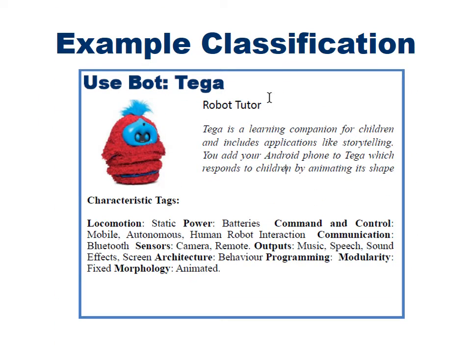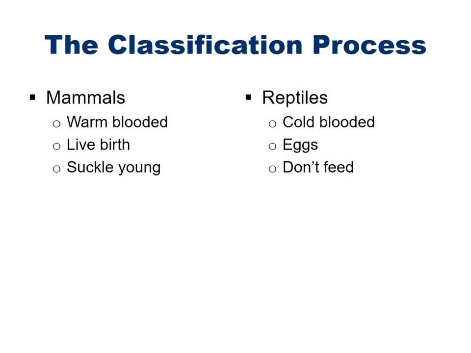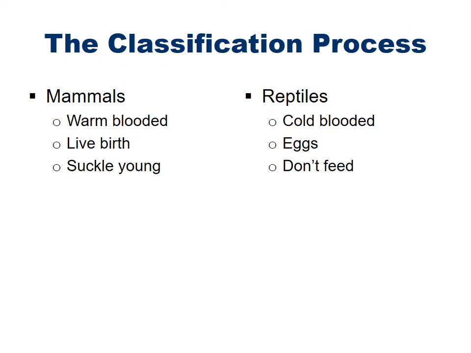This is an example of a classification: a basic picture, type, class and if necessary subclass of the robot, the product brand name, a short description and a list of characteristics. Let's look at the classification process using an example from the animal world. Mammals and reptiles both share the same rank of class in the animal taxonomy. Their characteristics are clearly different.